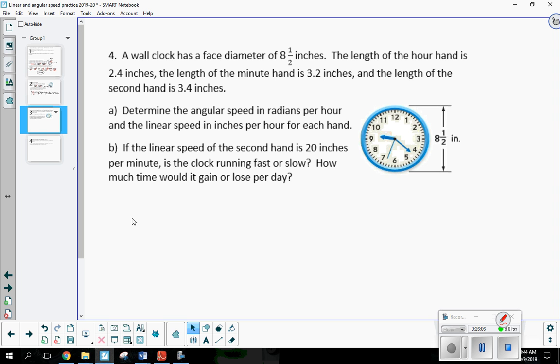It says a wall clock has a face diameter of 8.5 inches. The length of the hour hand is 2.4 inches, the minute hand is 3.2 inches, and the second hand is 3.4 inches long. A.